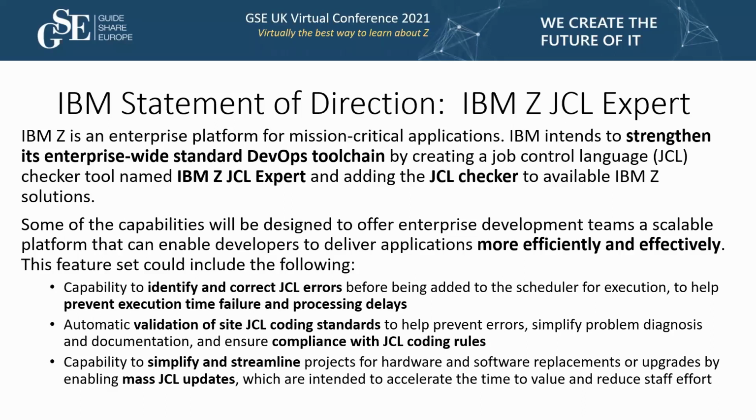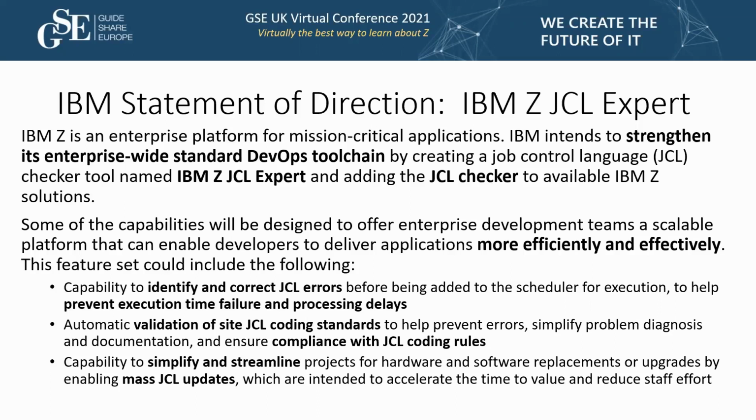Finally, we envision a third capability, that is the ability to have mass JCL update, and it's something that we will have later on. And it's useful mainly when you have a hardware or software replacement or upgrade, or even, for example, if your company acquires another company or there is a merger, and so you have to update a bunch of JCL, for example, to be compliant with the JCL coding standards and rules and so on. So what you see on the slide is the official, let's say, statement of direction.